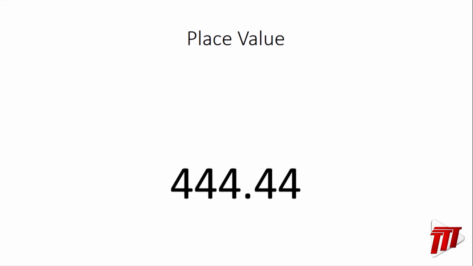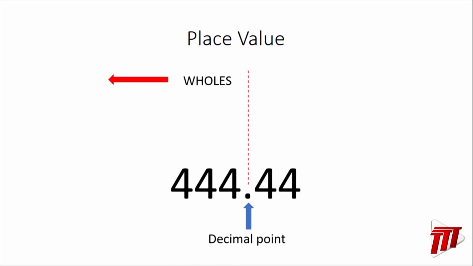Consider 444 and 44 hundredths. The decimal point separates the whole parts from the fractional parts. To the left of the decimal point, we have the wholes. To the right of the decimal point, we have our fractional parts.